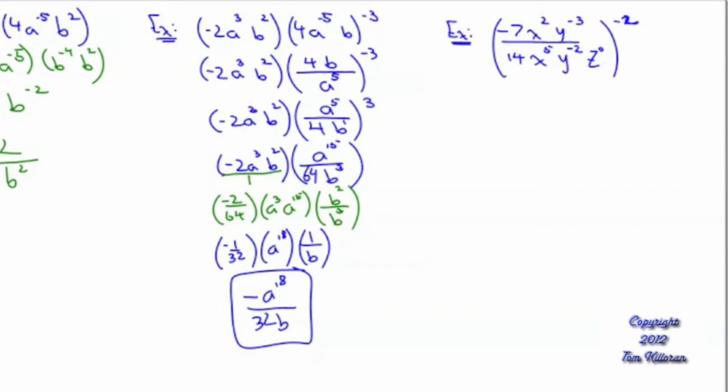Negative 7x squared, y to the negative 3, all over 14x to the 5th, y to the negative 2nd, z to the 0, all raised to the negative 2. Hopefully I have enough room over there. I think I do. Okay, what would you want to do first?